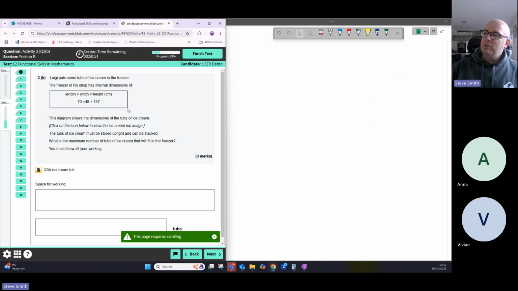Luigi puts some ice cream tubs in a freezer. The freezer has internal dimensions of 70 by 48 by 137. The diagram shows the dimensions of an ice cream tub.